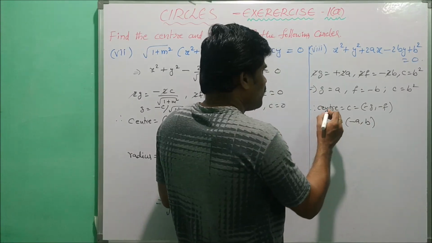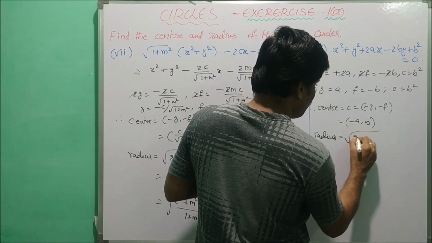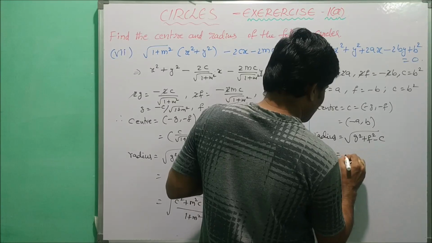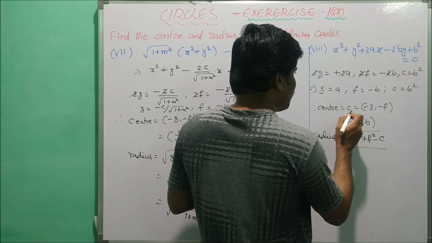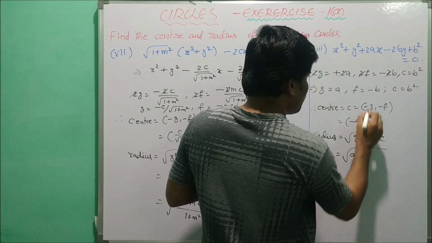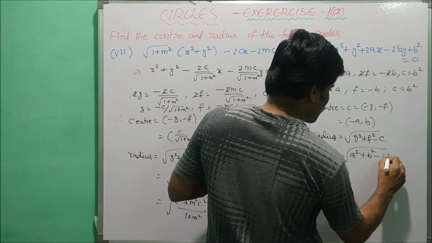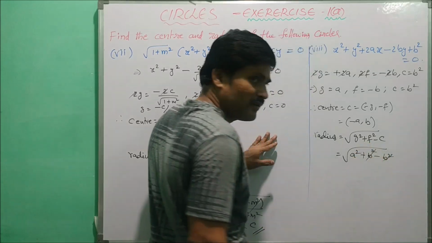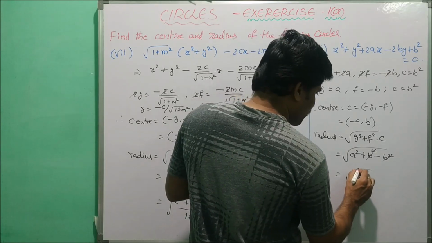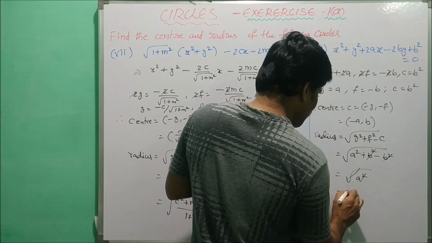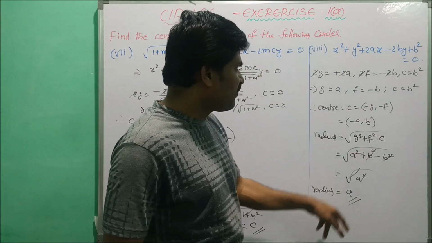Now here we find radius. The formula is square root of g square plus f square minus c. Now substitute g, f, c in this square root. Here g square means a square, f square means minus b whole square, that is b square, minus c means minus b square. Here we observe b square minus b square will be cancelled. Now we write square root of a square. Here also cancel square root and square. Now radius is a. So radius equals to a. This is the solution for this question.